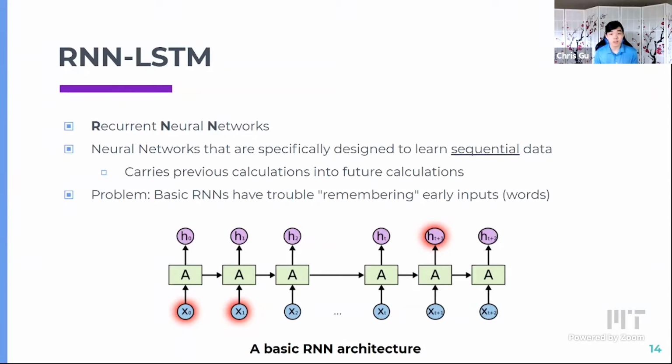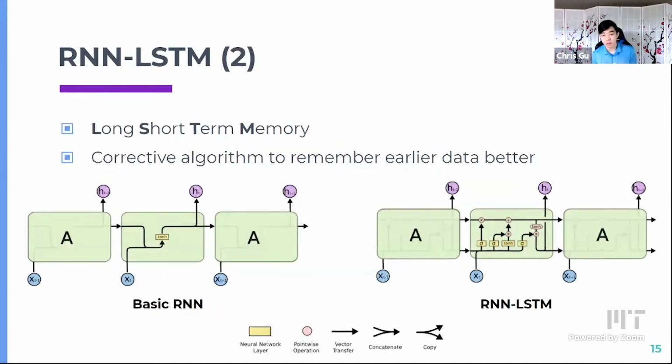Through the diagram below, you can see how the calculations are carried into future ones. But one major limitation of basic RNNs is that they have trouble remembering earlier inputs and later calculations, as indicated for the nodes in red. The LSTM, or long short-term memory mechanism, corrects this drawback by adding additional complexity into each calculation of the model to keep earlier inputs and calculations accessible to later calculations.